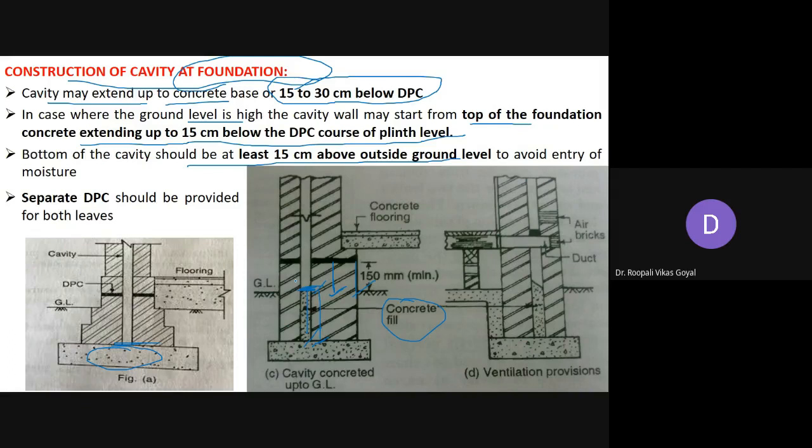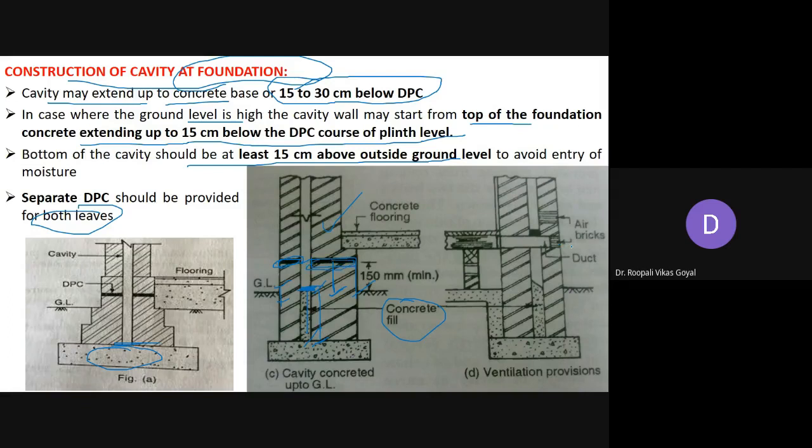So the bottom of the cavity, so this distance, bottom of the cavity, should be 15 centimeters above ground level to avoid the entry of moisture. And separate DPC should be provided for both the leaves. So as you have two separate walls, here you can see this DPC, damp proof course, should be provided separately for both the leaves.